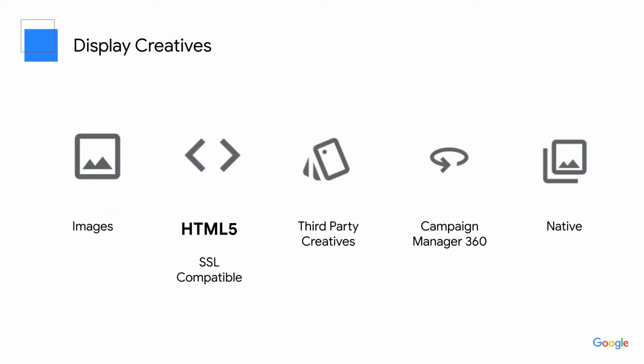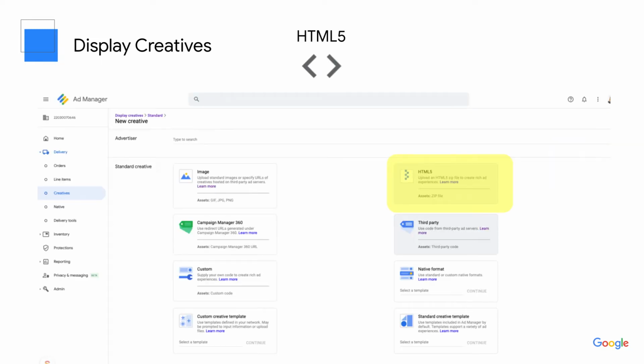The next creative type is HTML5 creatives. To upload an HTML5 creative to Ad Manager, select the HTML5 creative type. While Ad Manager handles the file with very little manual effort, you will need to make sure the HTML5 creative is SSL compatible to serve to HTTPS sites. To learn more about the requirements, see the HTML5 link below.